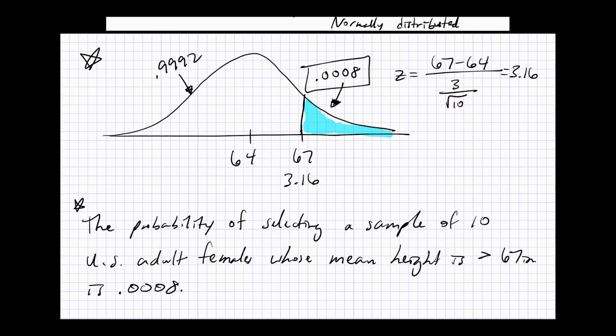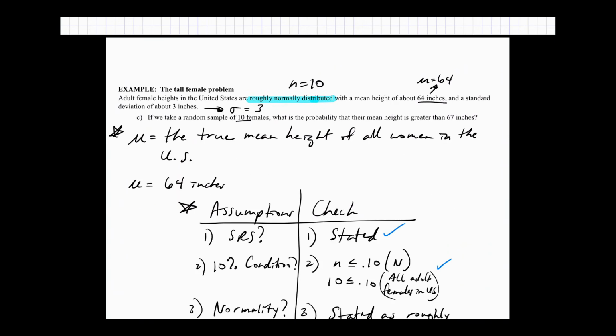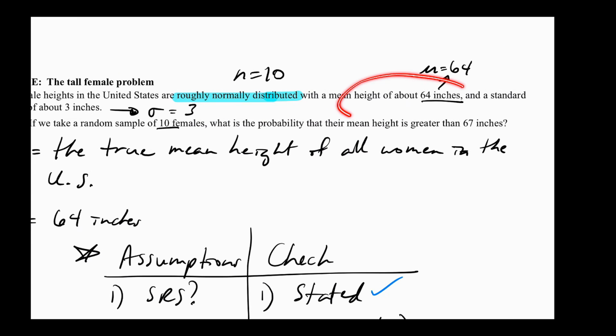16% chance, right? A group of 10 that their sample size is bigger than 67, not going to happen. Not going to happen. Okay? Unless this part is wrong. That's kind of what we're doing later, right?